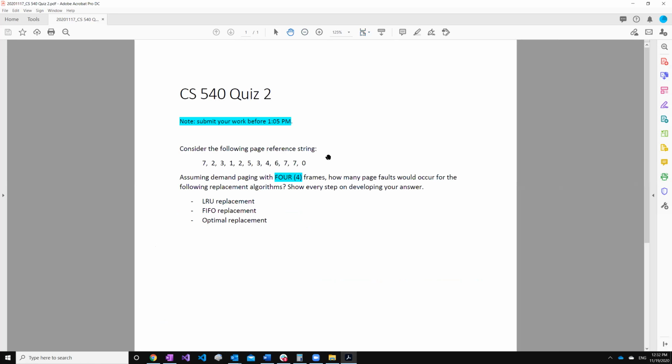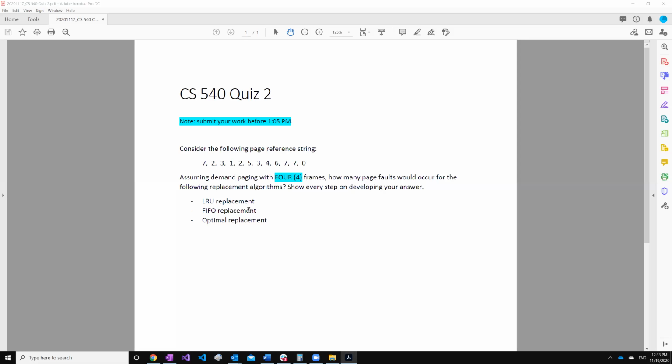Here's the question. Consider the following page reference strings. 7 2 3 1 2, so this is a string. And don't you think it looks familiar? Guys, where did I get this info? This is directly from the homework, right? So almost the last homework, but we have a homework due today. So this is from the previous homework, with exactly the same string and exactly the same algorithms.